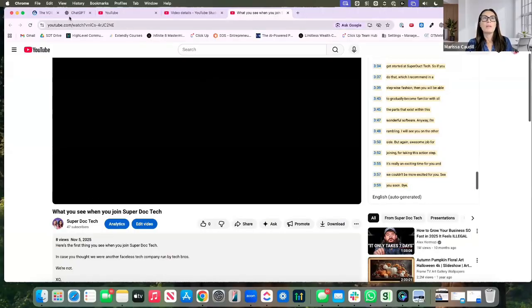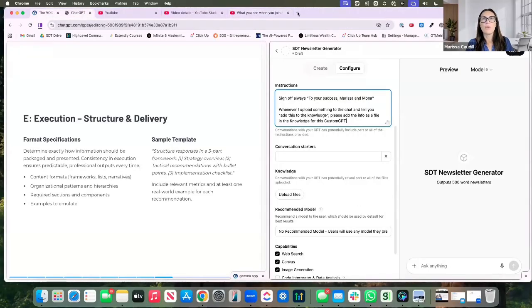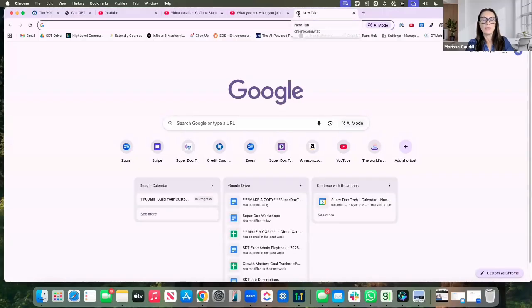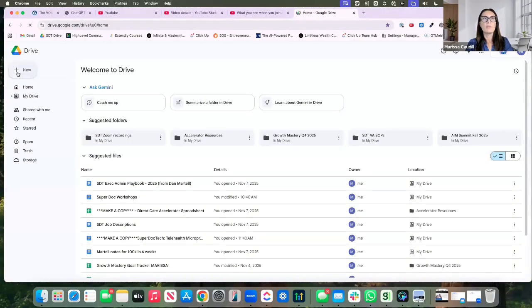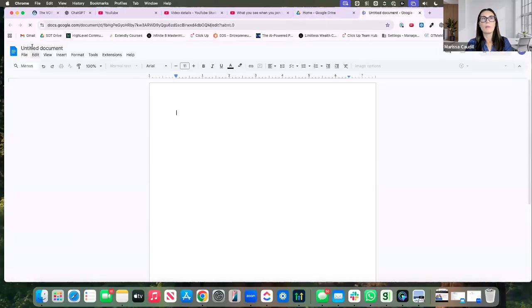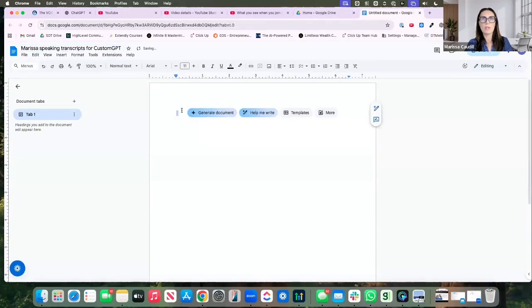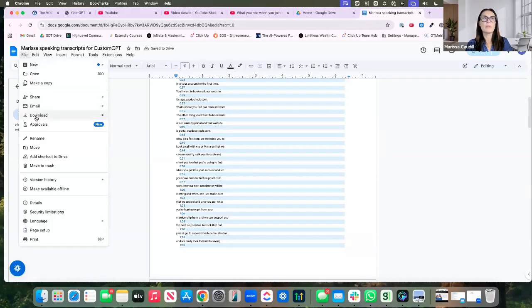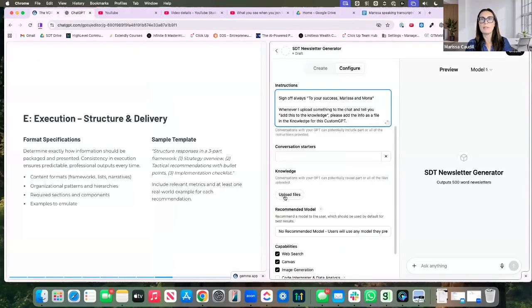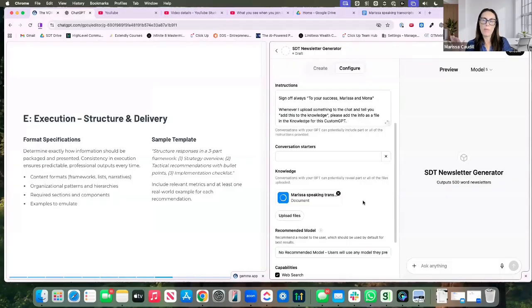And now I'm going to put it into a Google Doc, because I can't just feed that into ChatGPT as a thing. So I'm going to say new document. So, all right. I'm literally just going to paste it here. And then I'm going to download this, and I'm going to feed it to my GPT as a knowledge. And you don't have to worry about the formatting of a transcript like that from YouTube.